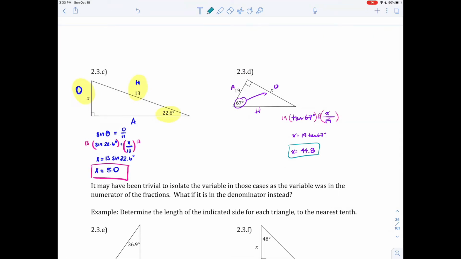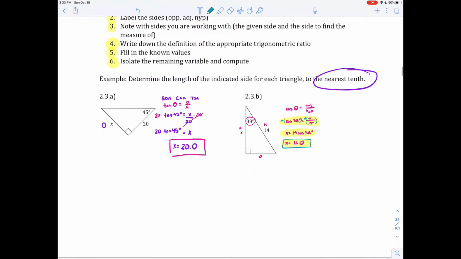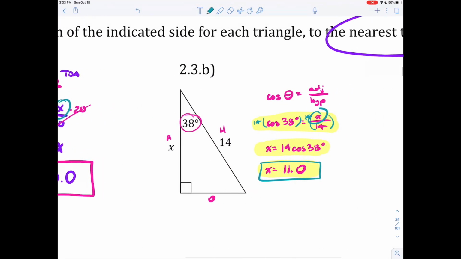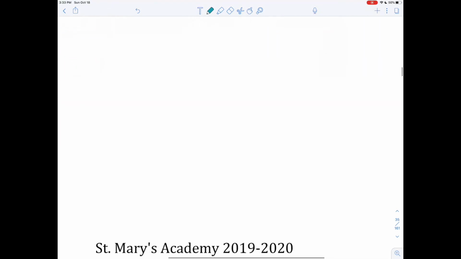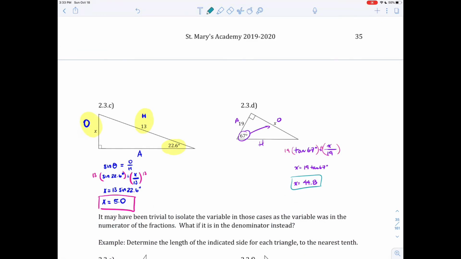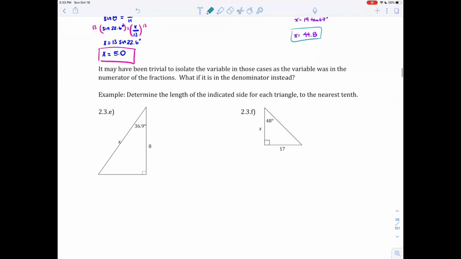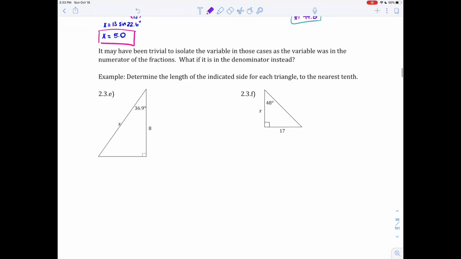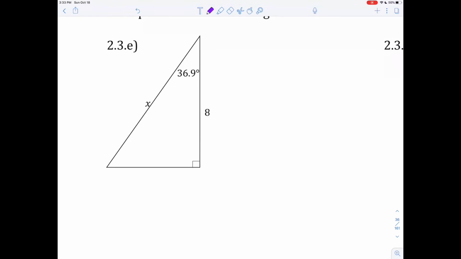In those examples, we always had our variable in the numerator. Hooray, huzzah. And that was straightforward enough. In this next one, and the one after it, we've got the variable in the denominator. So what on earth do we do? Well, I'm glad you asked. All of our first steps remain the same. So let's go as we normally would and take a look at this guy here.